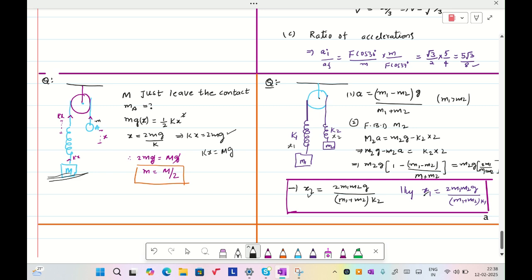So this is the model of problems on springs. There are some other problems also. I feel these are somewhat easy, so I have chosen these problems to solve. There are some more problems as well, so people can try them in reference books. So thank you.